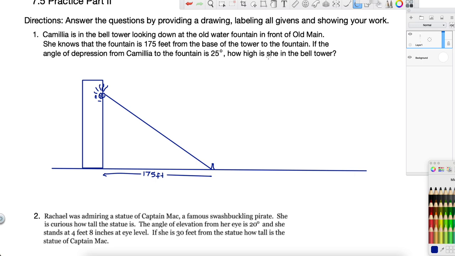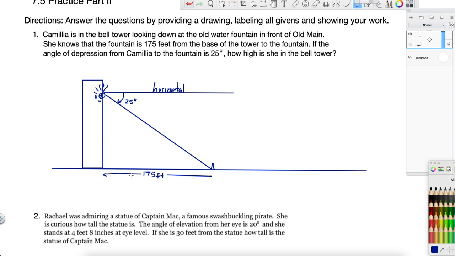Okay, and so I've got to be careful about this next part. The angle of depression from Camilla to the fountain is 25 degrees. It's easy to make this angle the 25, and a lot of students do that. But the angle of depression is always measured from the horizontal. So this is the horizontal here, and she's looking down from the horizontal. So this angle here is 25 degrees.